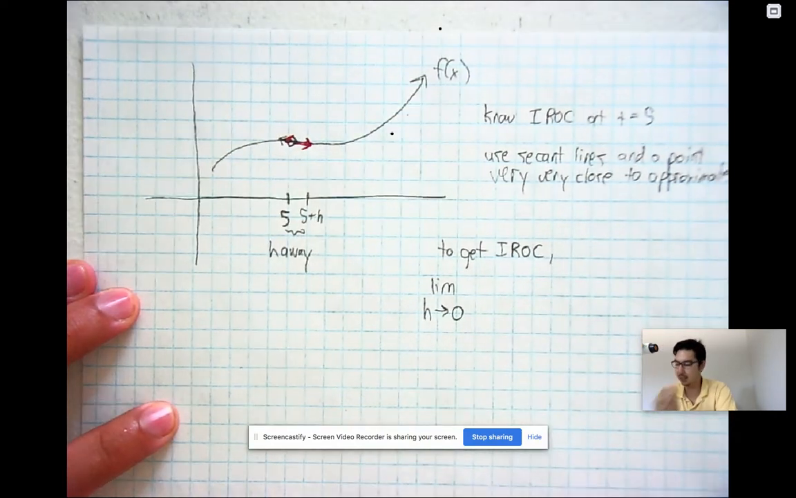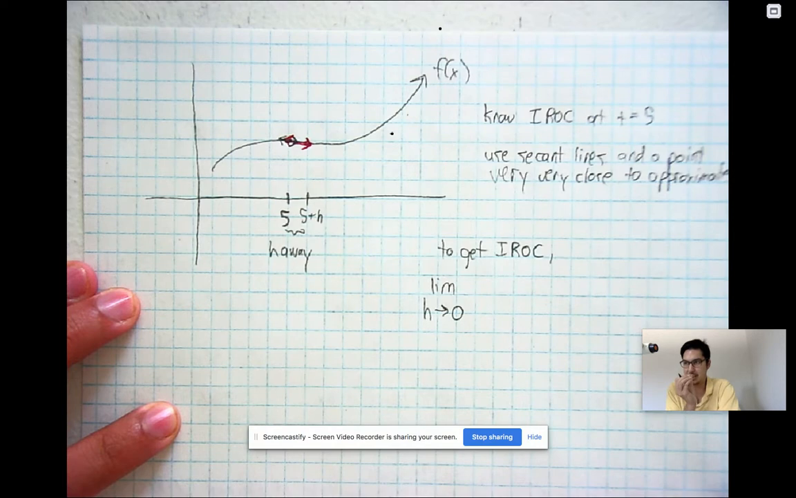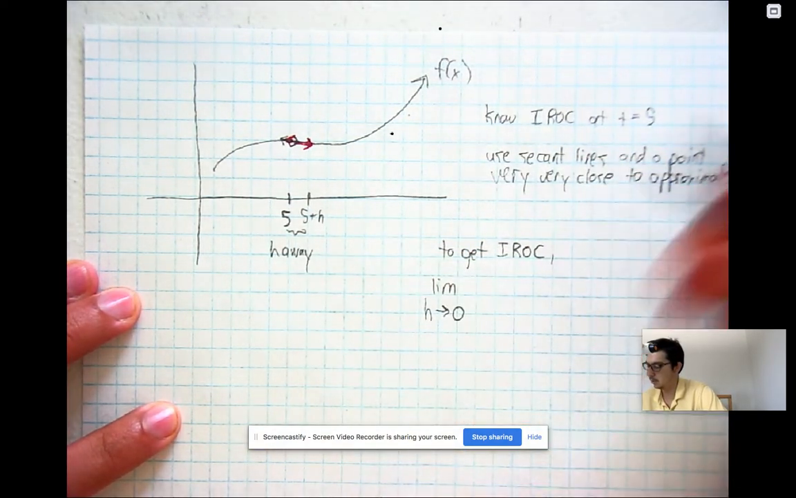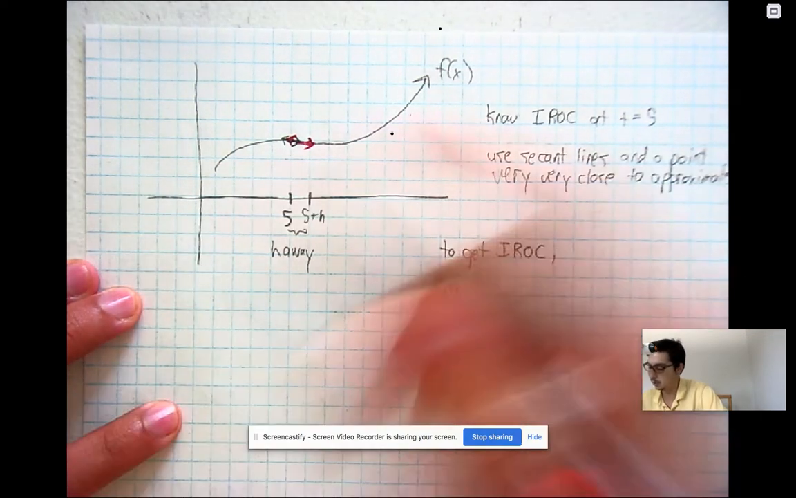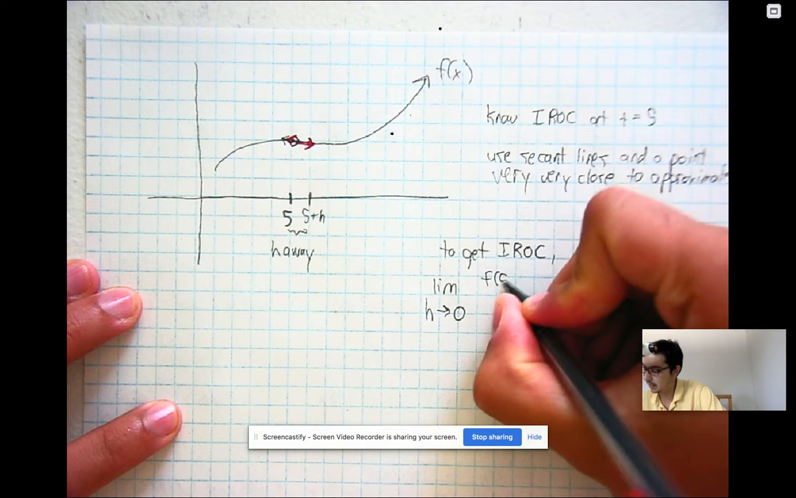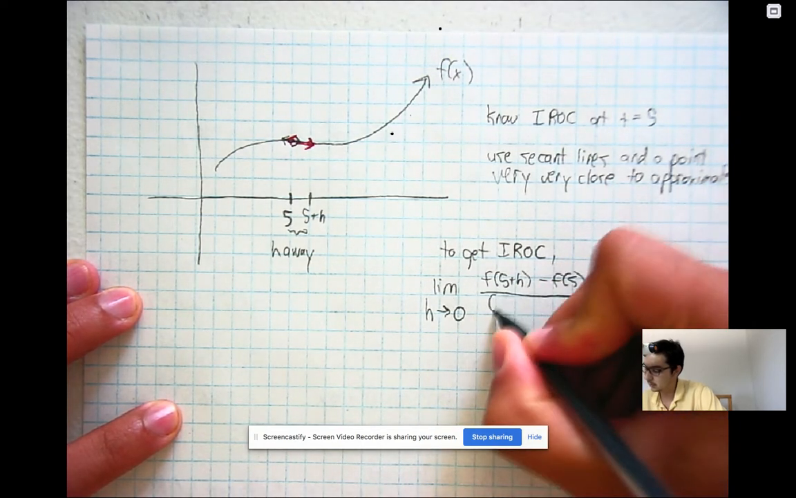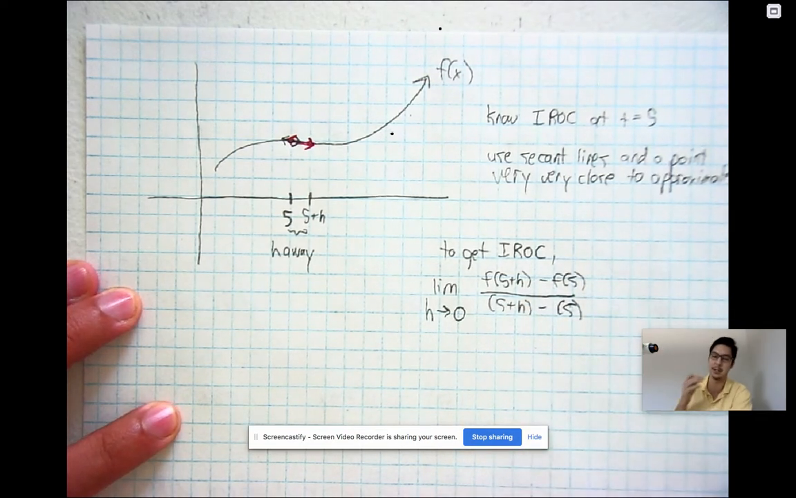So as that distance between these 2 points that we're picking minimizes to basically nothing, we're looking at the slope between those 2 points, which is f of 5 plus h minus f of 5 over 5 plus h minus 5. Now, I think I just lost you there, and I'm not going to remake a video, so let me explain that.